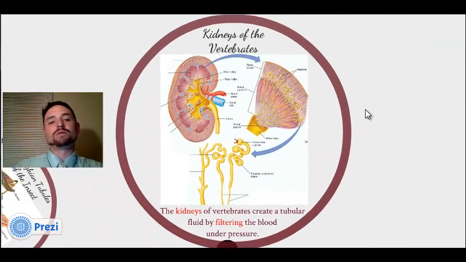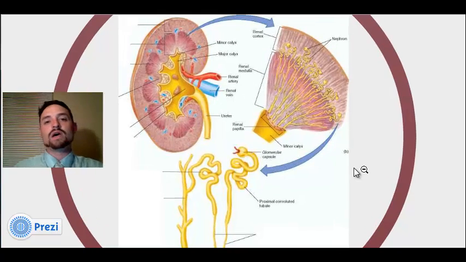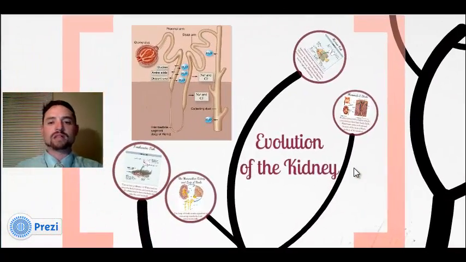The last one is the kidney of the vertebrates. The kidneys of the vertebrates create a tubular fluid by filtering the blood under pressure, and we're going to look more in depth at this a little bit later, so I'm not going to talk much about it right now. But this would be the last of the development. You've got a fully developed kidney now with fully developed nephrons, and we'll go into more detail with this.